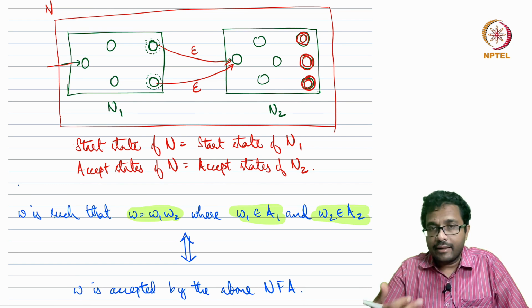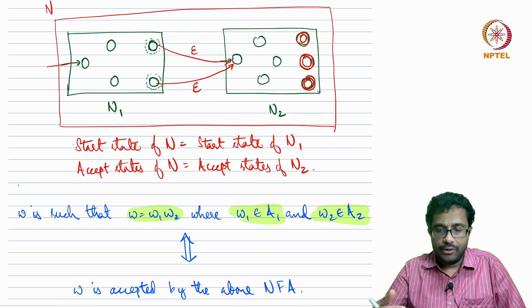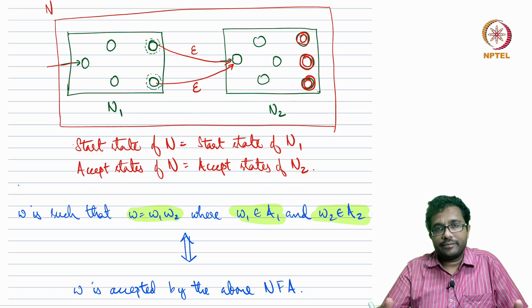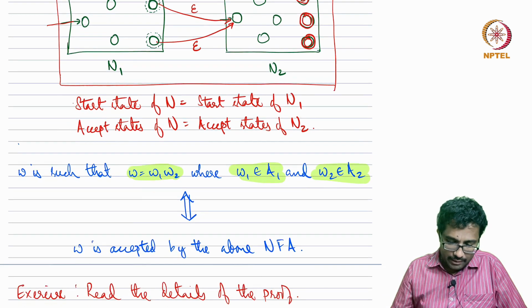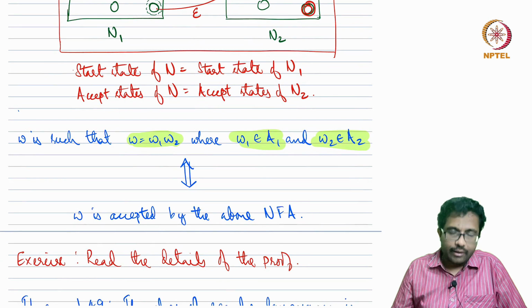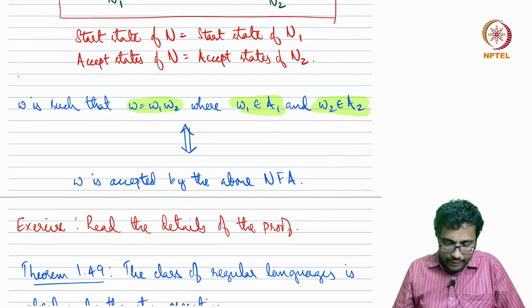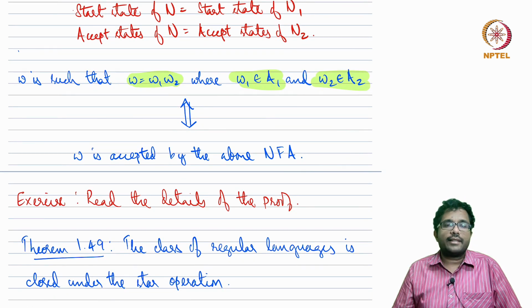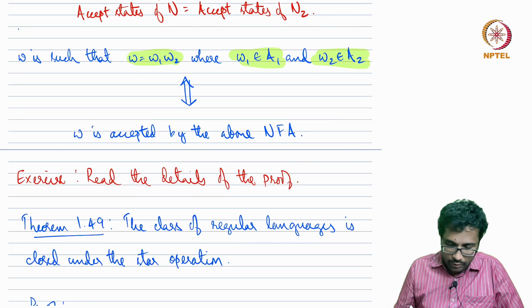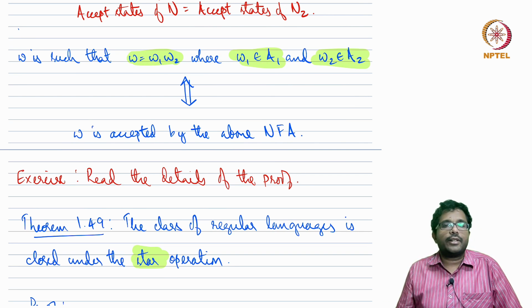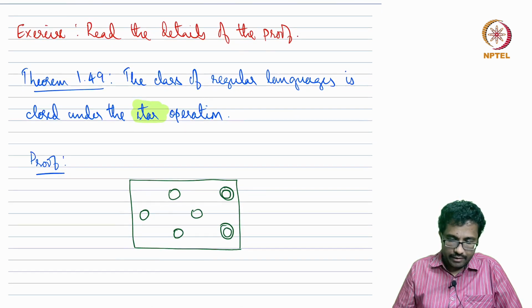How we are harnessing the power of non-determinism to be able to prove quite easily what we want, right? So that is the closure under the concatenation operation. The final regular operation is the star operation, right? So now we want to show closure under the star operation. So the claim is that the class of regular languages is closed under the star operation, right?